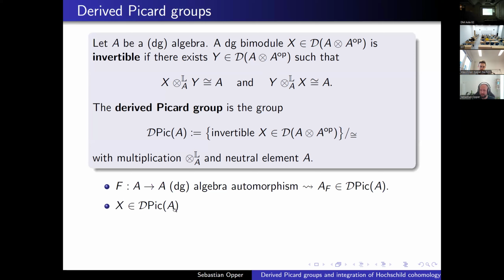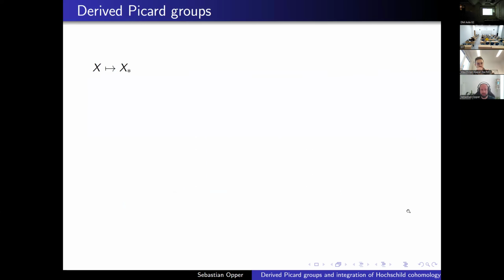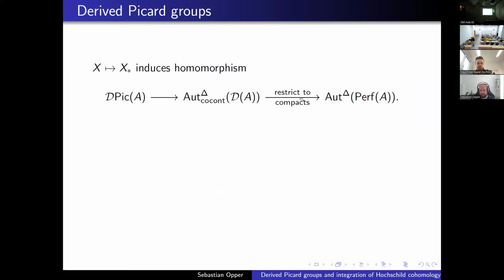If I give you any element in the derived Picard group, I can go and just tensor with it. There should be an A here. I forgot this. And this gives you a functor from the derived category of A to the derived category of A, and this is, by the way it's defined, triangulated, and it's co-continuous, meaning in this case just coproduct preserving. So this is an autoequivalence. And then this assignment induces a homomorphism, and I will just say what this is.